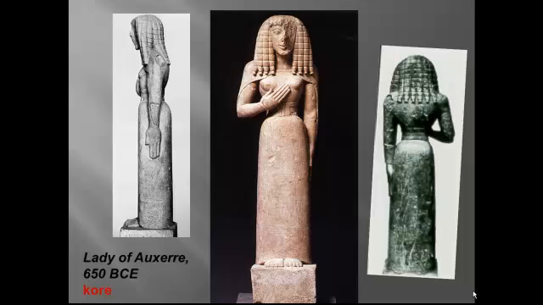Kore is female, Kouros is male, right? You need to keep those terms straight. They show up a lot on the AP exam. We are still in the Orientalizing period, although this is really a transitional work. So how is the depiction of the human figure evolving in Greek art? Well, this Kore is more tubular than triangular. It's still a geometric shape, but it comes a little closer to actual human shape.